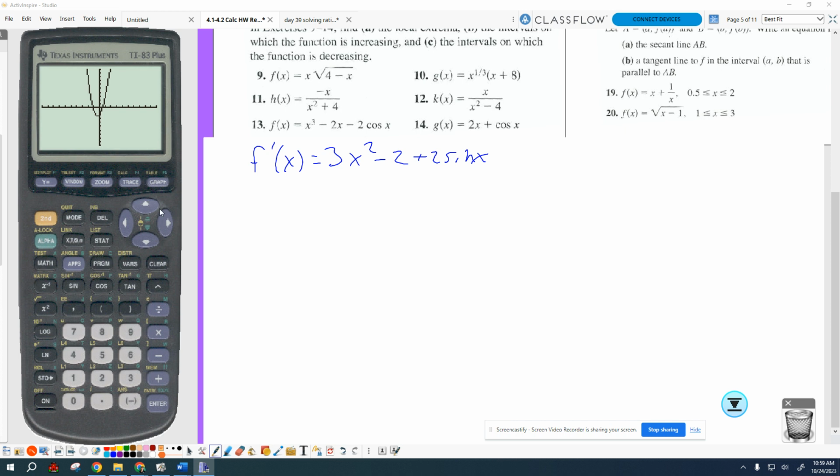Does anybody remember how to find zeros on a calculator? Like what I push? Arabella, do you remember what to do? Yeah, second calc, and then zero. And then you put a bound on either side of the x intercept. So I'm to the left of one of them and going to the right. And then press enter, and then you press enter again. That's one of them.